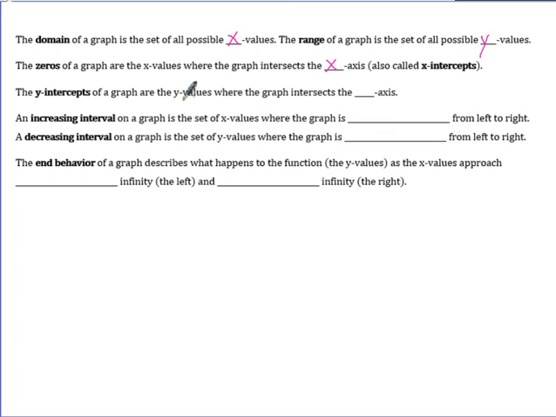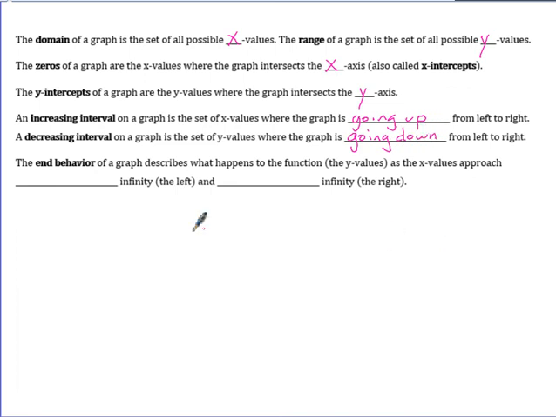All right, and then y-intercepts are where the graph intersects the y-axis. Makes sense, good name for it. Okay, an increasing interval on a graph is the set of x values where the graph is increasing or going up. If I'm going from left to right, just like we read a book, if the graph is going up, that is an increasing interval. If the graph is going down, we would call that a decreasing interval.